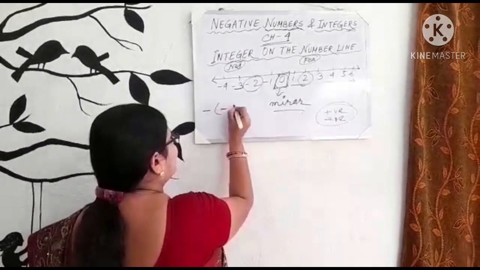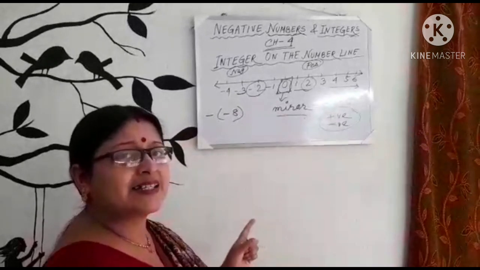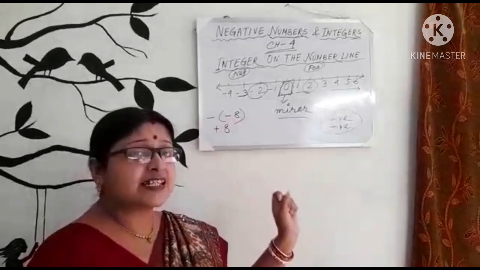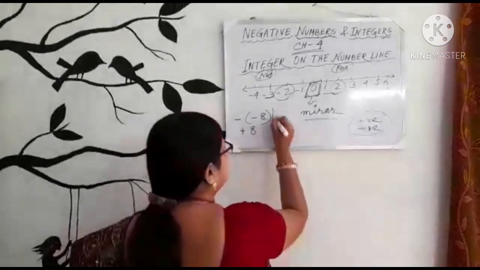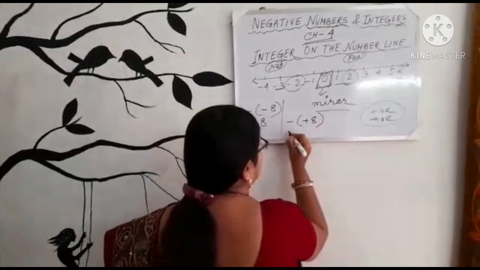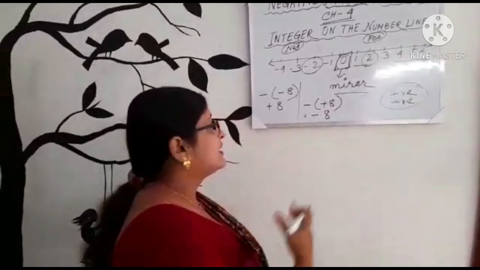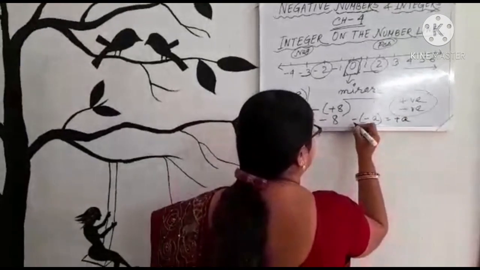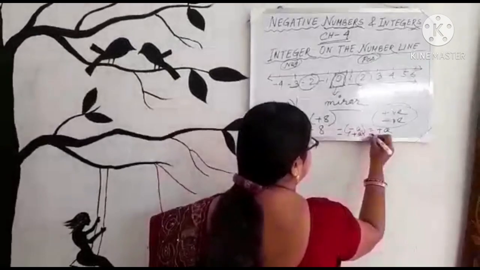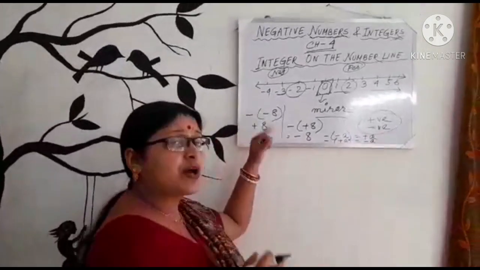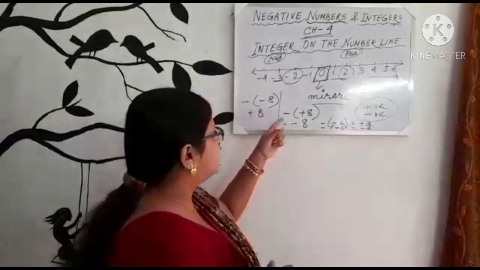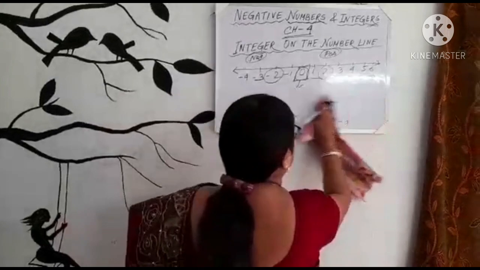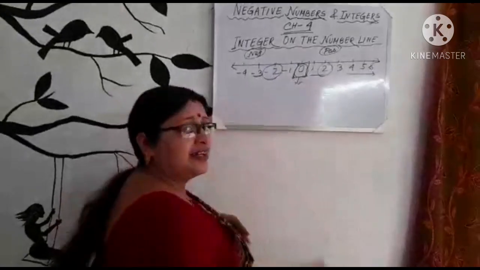Minus of minus 8. Clear? Minus of minus 8 will be plus 8. Negative of negative integers is always a positive integer. Negative of positive integers will be a negative integer. Minus of minus 8 will be plus 8, and minus of plus 8 will be minus 8. Clear? From this, we can arrange the numbers in ascending and descending order.